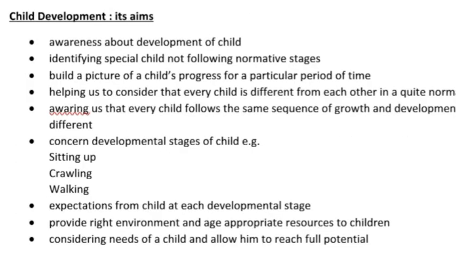And it focuses on humans. The aims of child development are awareness about the development of the child. It identifies the special child who does not follow normative stages. It tries to build a picture of a child's progress for a particular period of time. It helps us to consider that every child is different from each other in quite normal ways. Child development makes us aware that every child follows the same sequence of growth and development, but the speed is different.